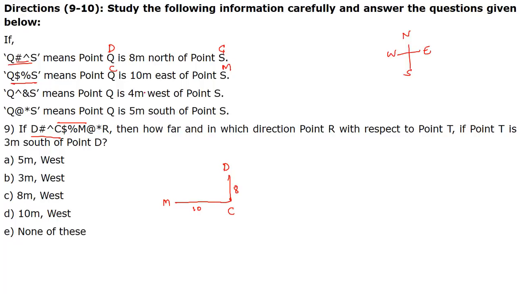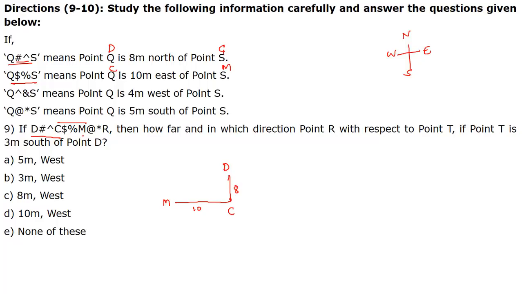So C is 10 meters east of point M. So point M's east must be C, that is 10 meters. Point M's east would be this, so C would be here, 10 meters away. I hope you got it.